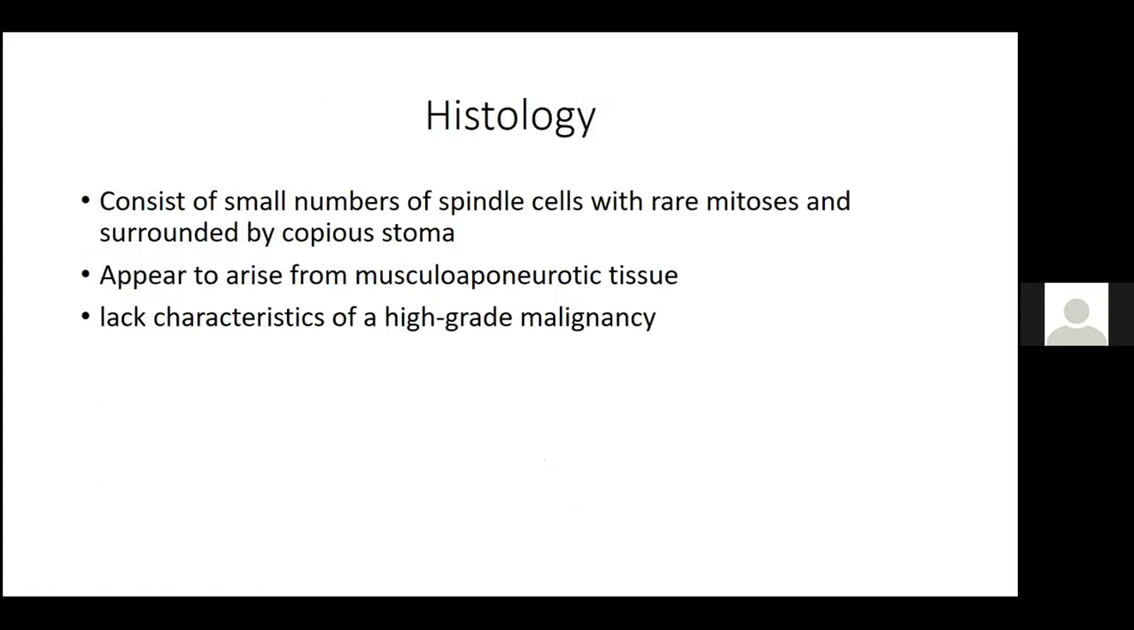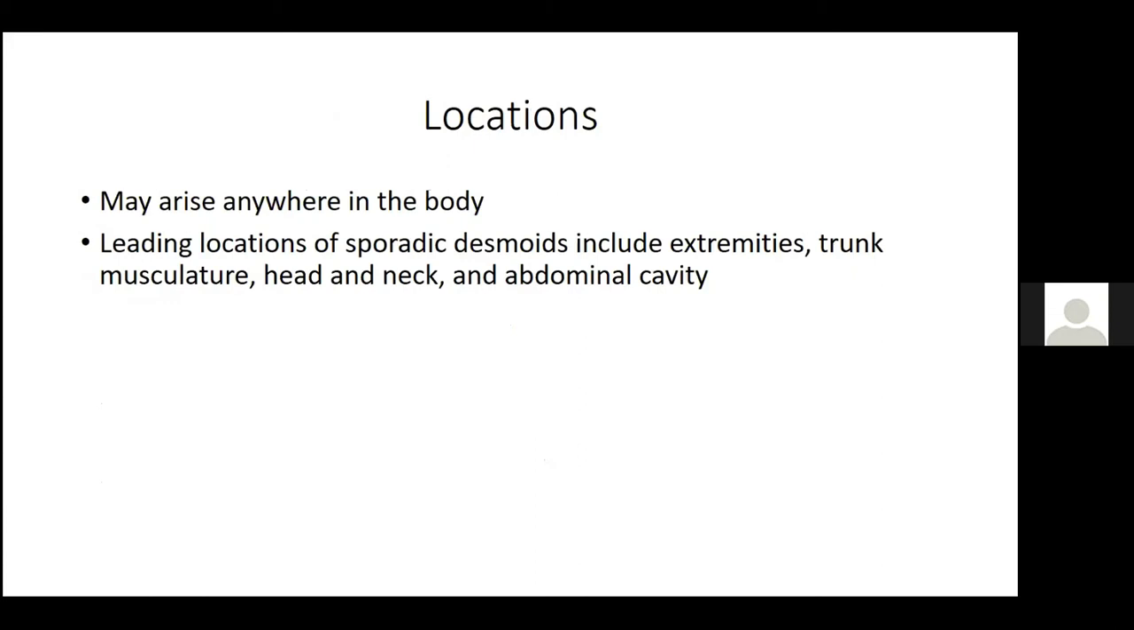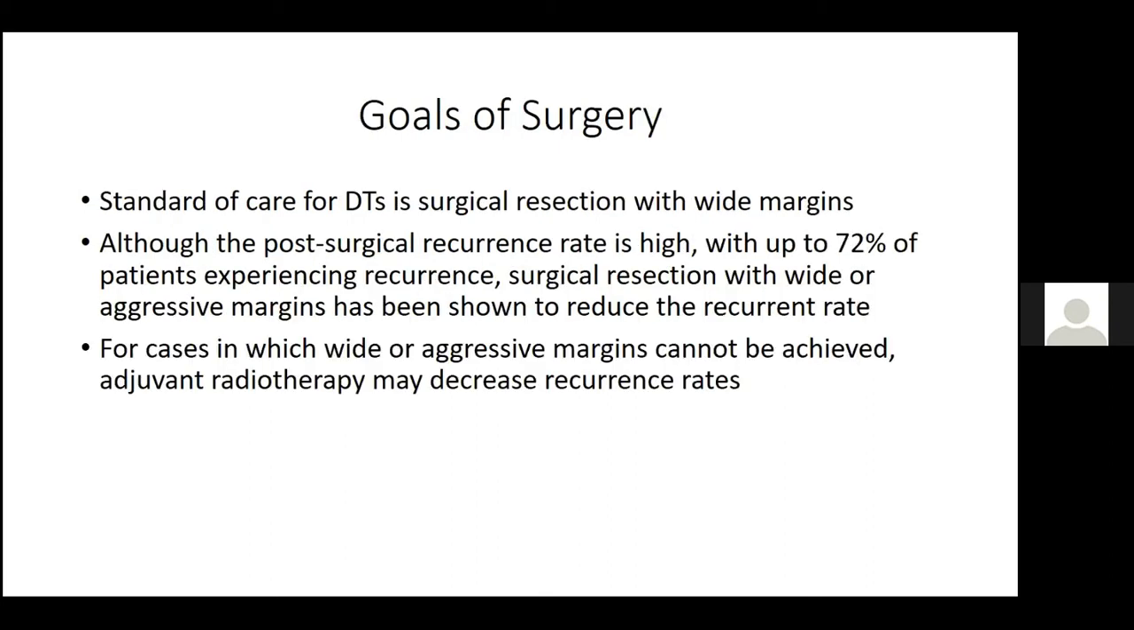Histology, they have spindle cells, rare mitoses, copious stroma. They are thought to arise from the musculoaponeurotic tissue, and they don't have any characteristics of high-grade malignancy. They can occur anywhere in the body, but they commonly occur in the extremities, trunk musculature, head, neck, and abdominal cavity. And the literature talks about abdominal desmoids separately because they have a different kind of course. And standard of care is gross total resection with wide margins.